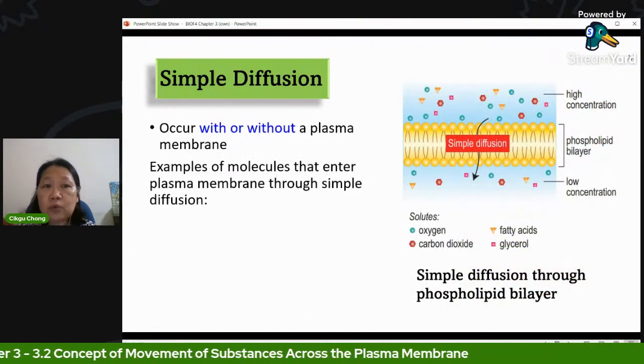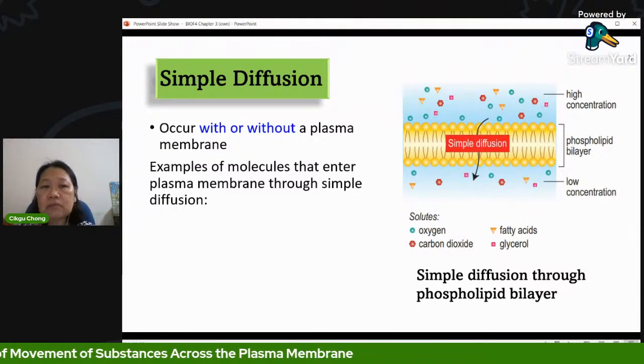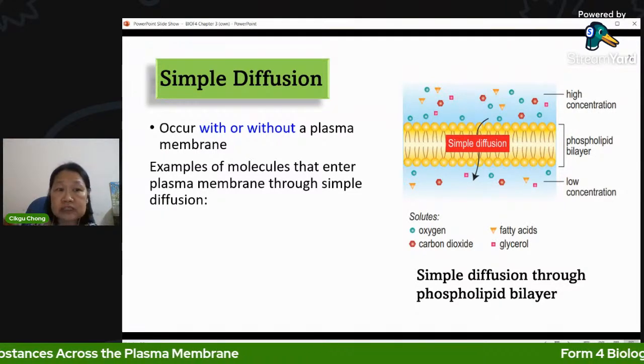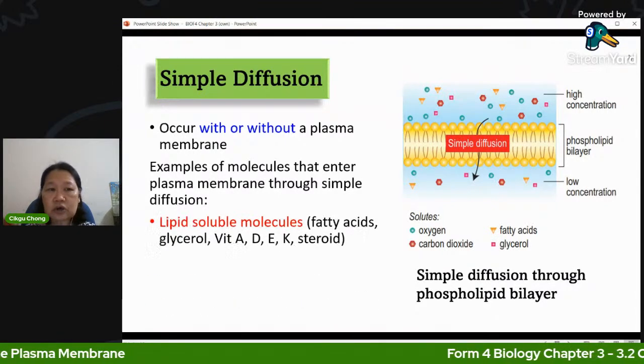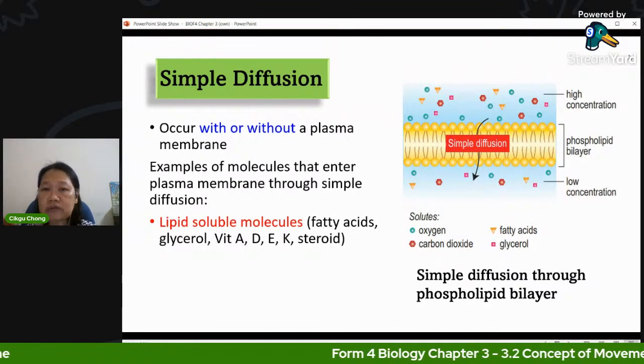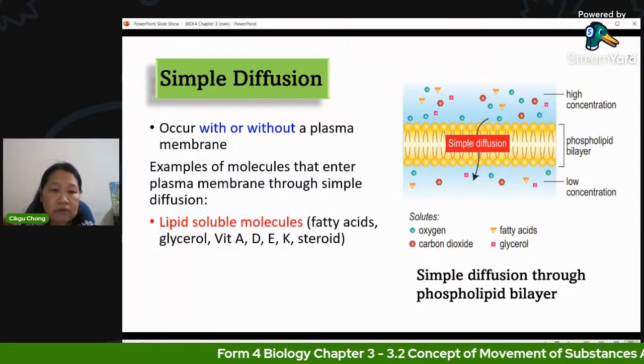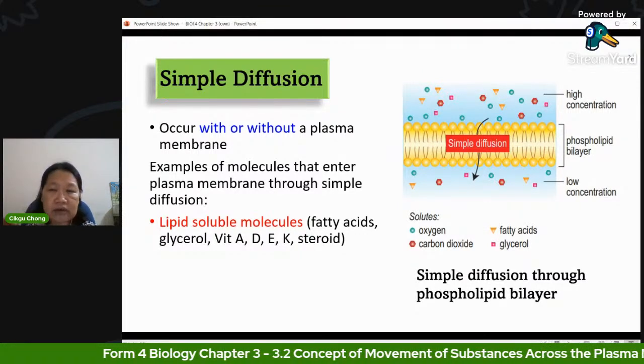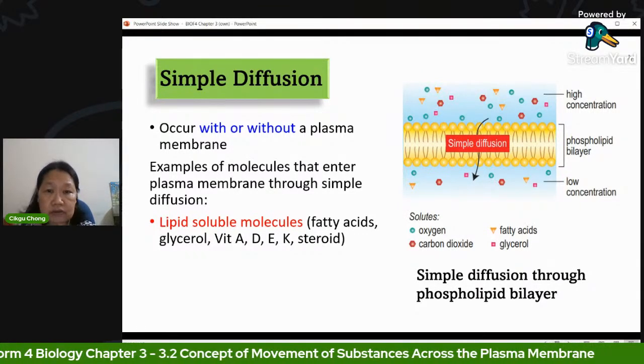So it can occur with or without plasma membrane. Examples of molecules that enter the plasma membrane through simple diffusion: that's why I mentioned the lipid soluble molecules. Fatty acid, glycerol, ADK, steroid, they will come in through simple diffusion.